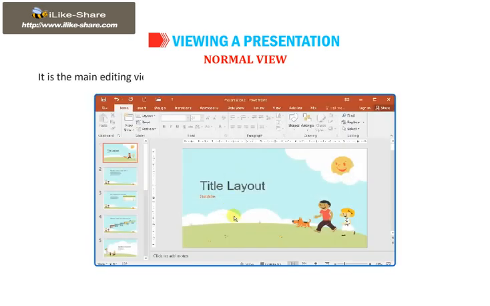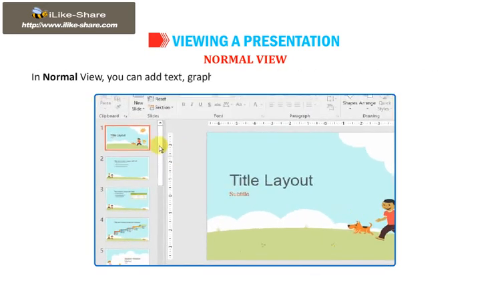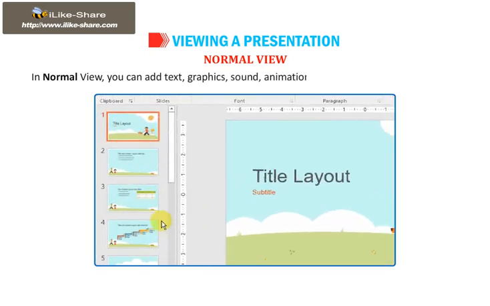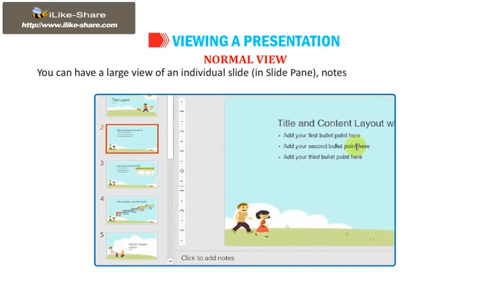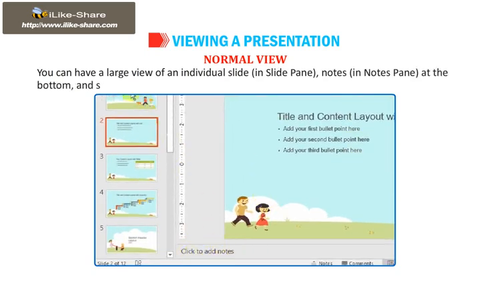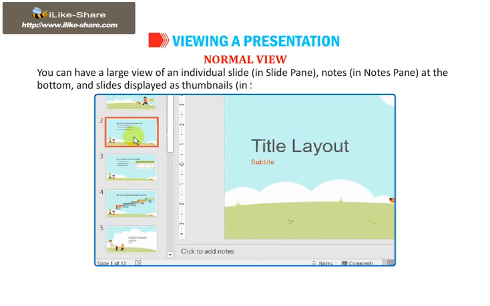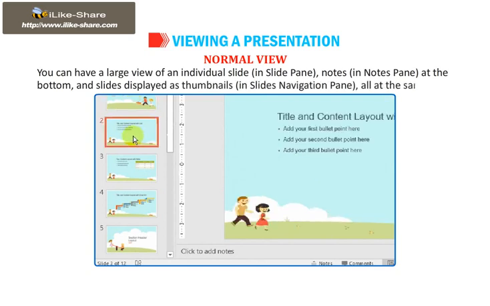It is the main editing view which is used to write and design the slides for the presentation. In normal view, you can add text, graphics, sound, animation and other effects to your slides. It has 3 parts. You can have a large view of an individual slide in the slide pane, notes in the notes pane at the bottom, and slides displayed as thumbnails in the slide navigation pane, all at the same time.